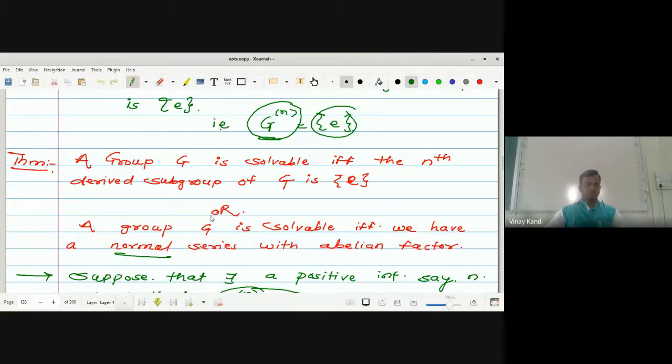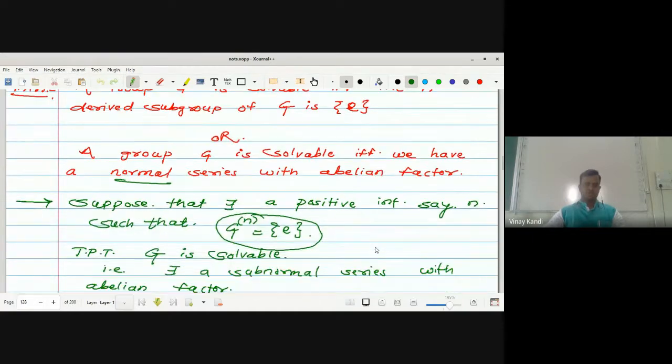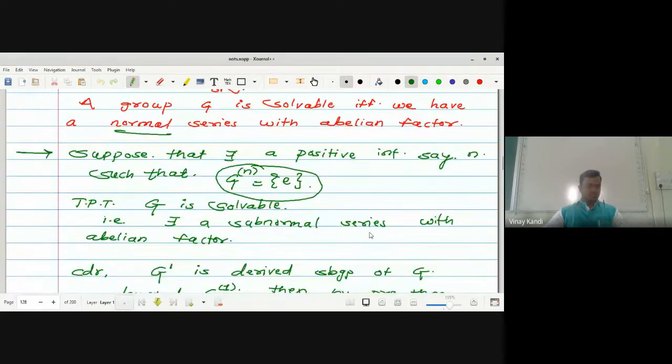Good afternoon. In the previous lecture, we saw the theorem: a group G is solvable if and only if the nth derived subgroup of G is equal to the singleton {e}. An alternative statement of this theorem is: a group G is solvable if and only if we have a normal series with abelian factors. The proof of this theorem we saw in the last lecture.